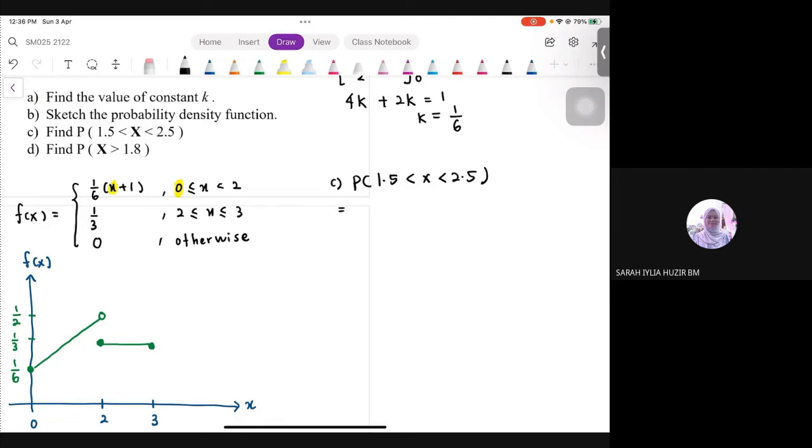Careful with the range. Okay, so first one, we may begin with 1.5, but then we have to stop at 2 because that's the bounded region for the first function of 1 over 6x plus 1. Okay. And then plus with the second function, continue, it's from 2 up to 2.5. And the function is 1 over 3.